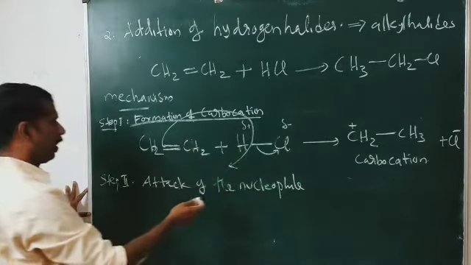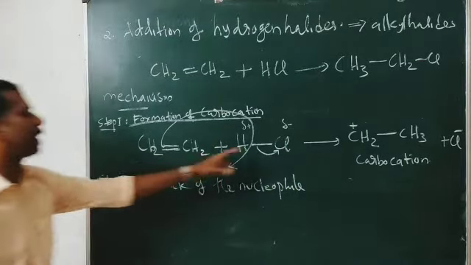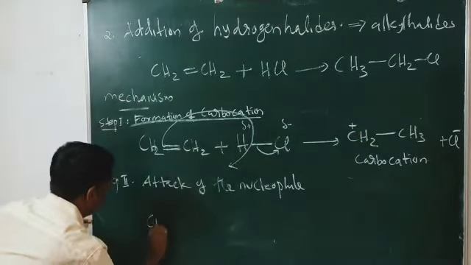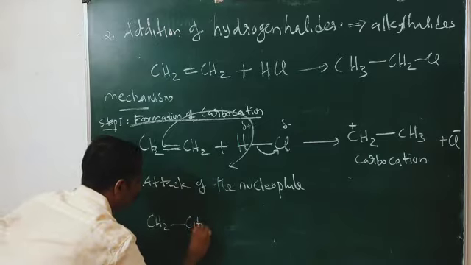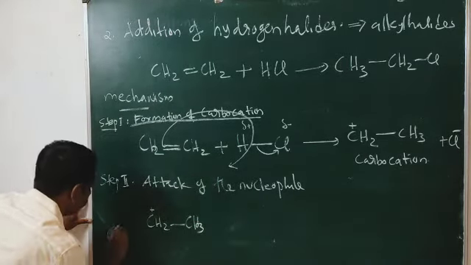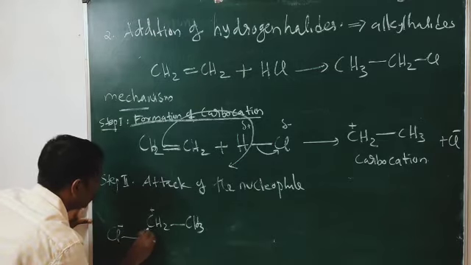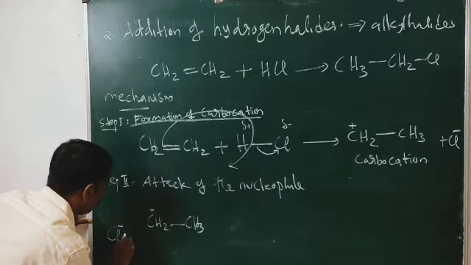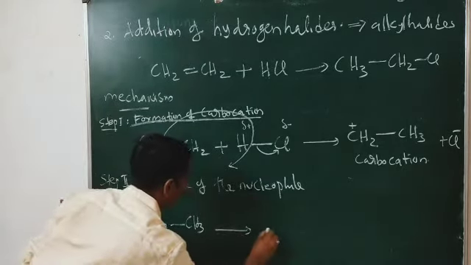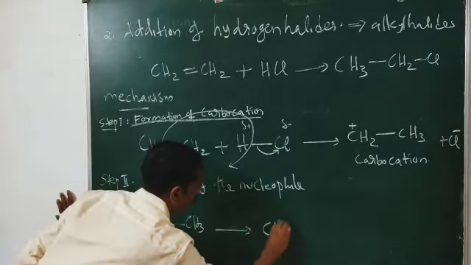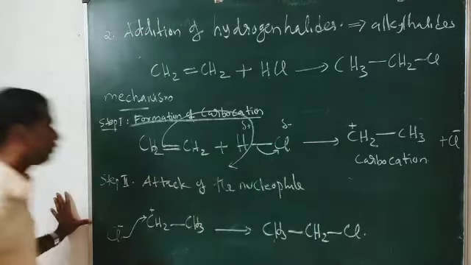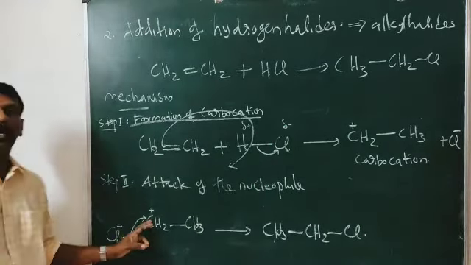Attack of the nucleophile on the carbocation. So what is that? We have CH3 CH2 with a positive charge. Now our nucleophile. What is our nucleophile? This Cl minus. This Cl minus will attack on this positively charged carbon. And what do we get? You can write first CH3 CH2 Cl.